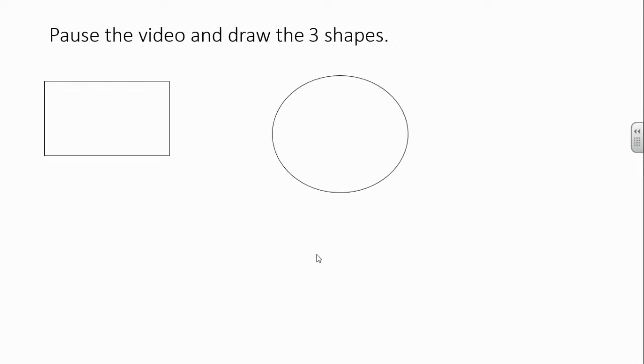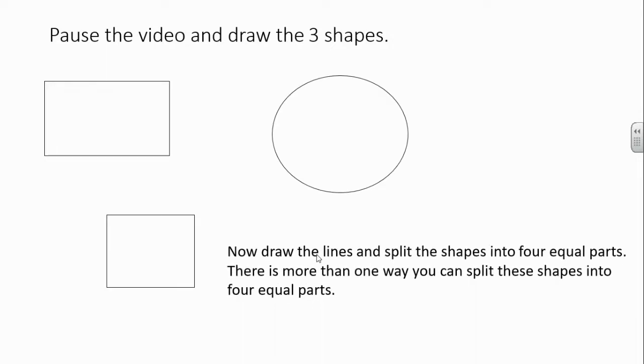Pause the video and draw the 3 shapes: rectangle, circle, and square. Now draw the lines and split the shapes into 4 equal parts. There is more than one way you can split these shapes into 4 equal parts. Have a go at it, and then I will be showing you how to split them into 4 equal parts in different ways.